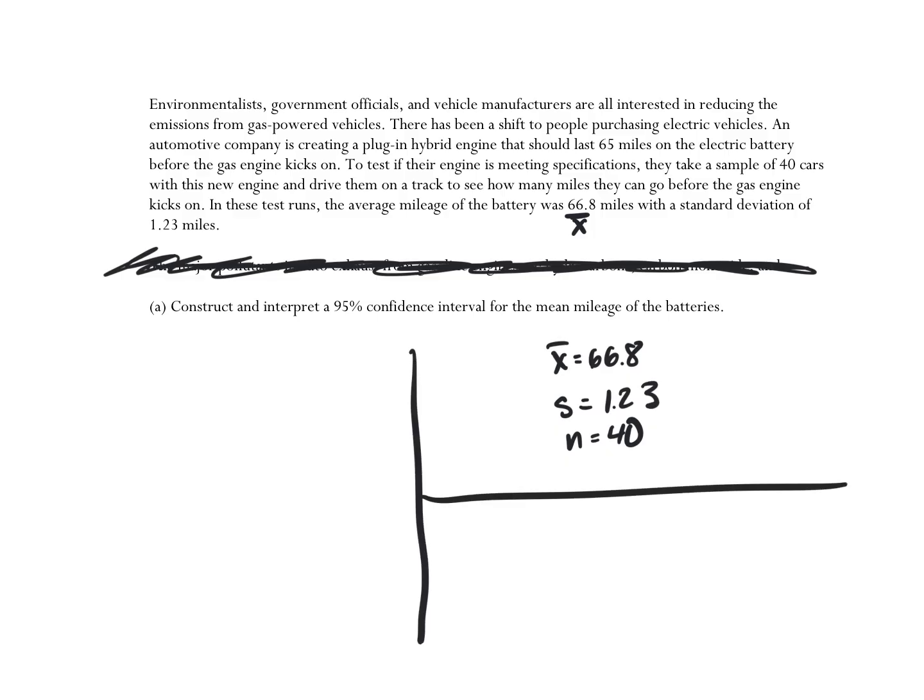Hey guys, what am I going to do in the first box? A 95% one sample t interval for mu, which is the true mean mileage of the battery.